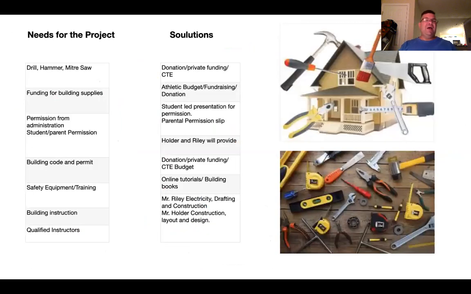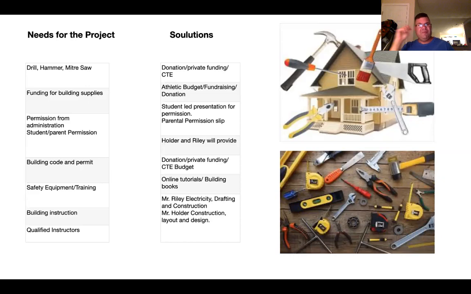So the needs. We obviously need tools, drills, hammers. We needed funding, so I started to look at what were the solutions. Donations, private funding, right? CTE funding, school funding, athletic department funding. Ultimately, I think that stuff that we're going to keep forever is going to be private funding. I know that's kind of a different thought process, but I think private funding is probably the best way to get certain things. That way it belongs to the department and not somebody else.